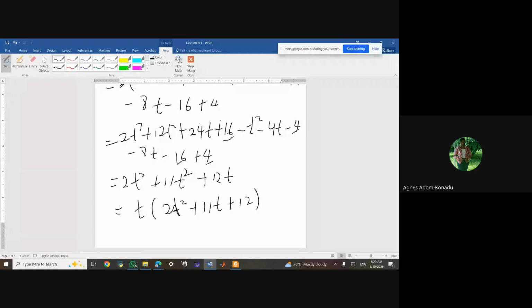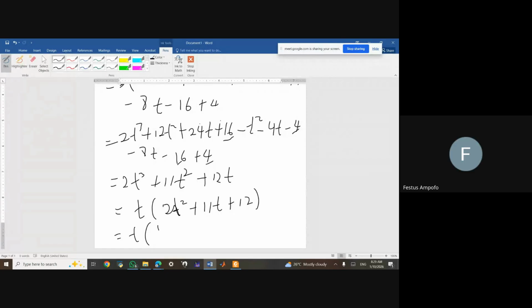Please find the factors of this quadratic function for me. It's 2t squared plus 11t plus 12. What is that? Madam, you get negative 3 over 2. No, find the factors, not the zeros. Factors. Madam, 2s plus 3 and s plus 4.